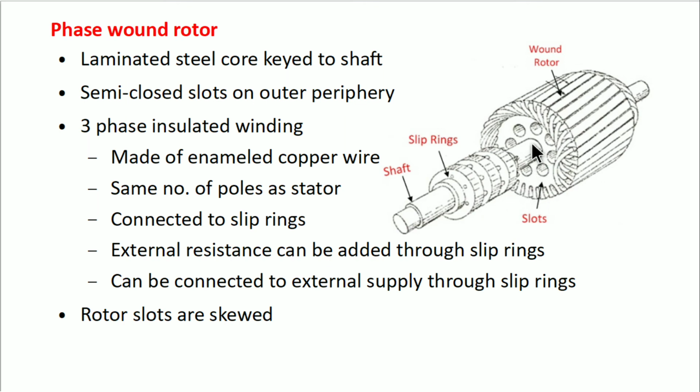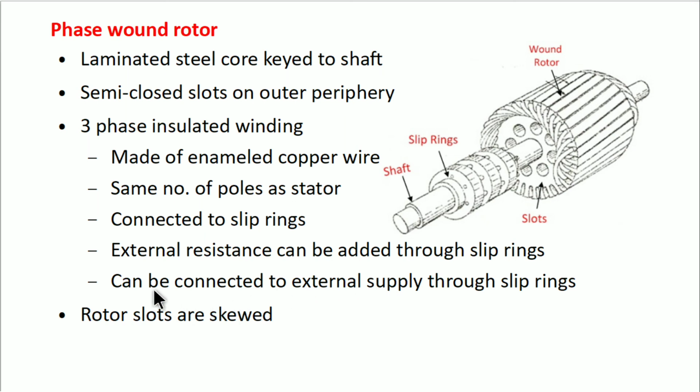One phase here, second phase here, third phase to the third ring. Then these slip rings are insulated from the shaft. The rotor's core is also skewed to the shaft, so this whole unit rotates. Carbon brushes are pressed on the slip rings, by which we can short circuit these slip rings or add some 3-phase variable resistance or impedance to the rotor circuit.